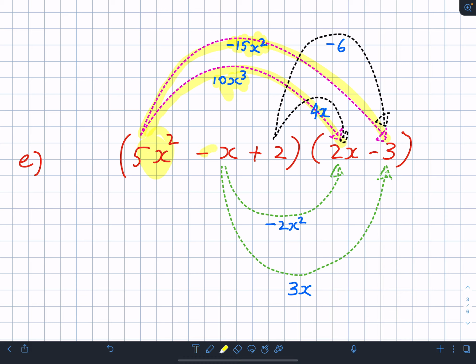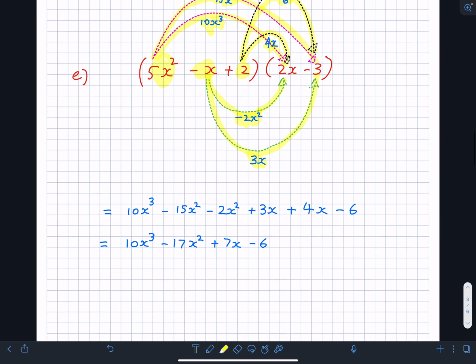Moving to our second term here, we've got negative x, and we want to times that by 2x. So it's going to be negative 2x squared. And then moving on, we have negative x times negative 3. So it's a negative times a negative. That gives us a positive. So we've got 3x. And then thirdly, our third term here, we have 2 multiplied by 2x. That gives us 4x. And 2 multiplied by negative 3 is negative 6.